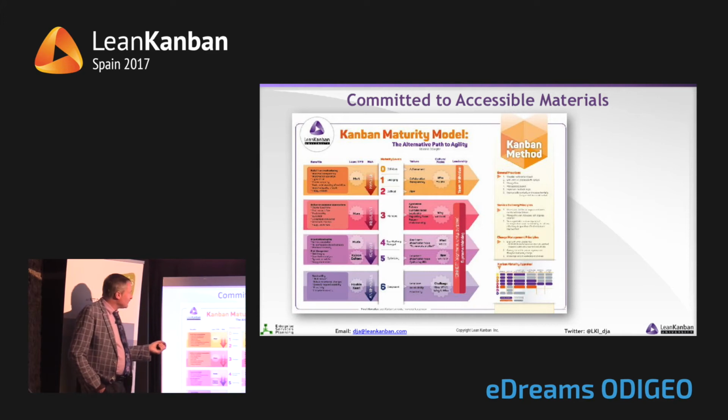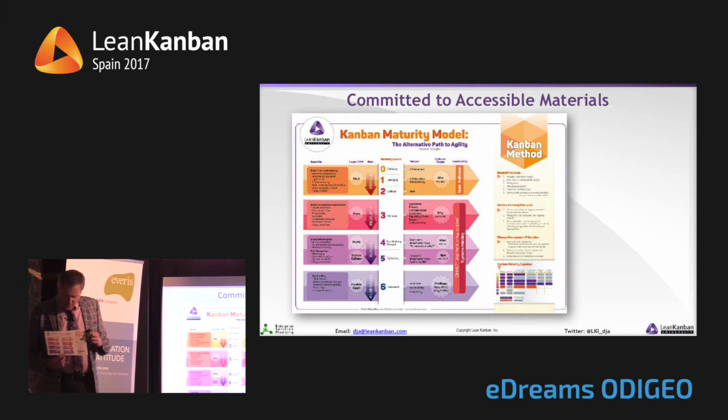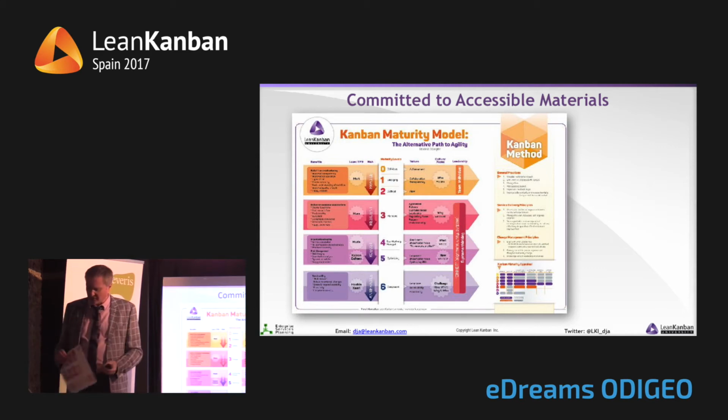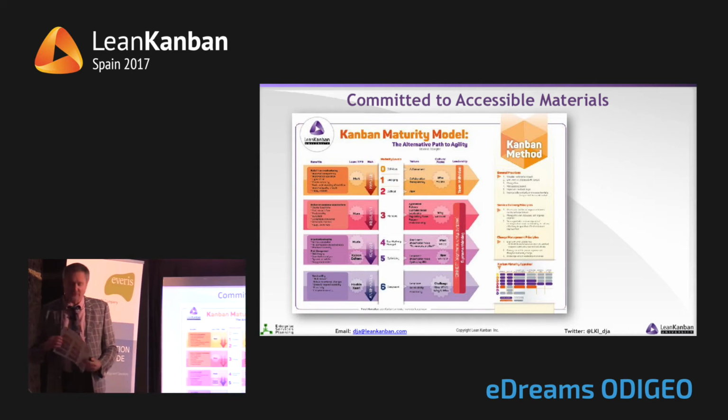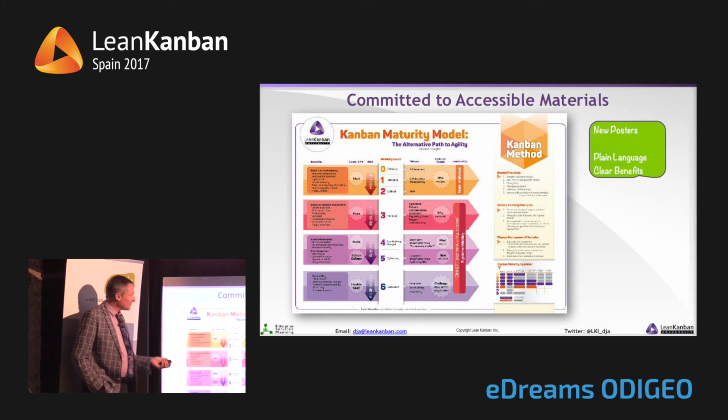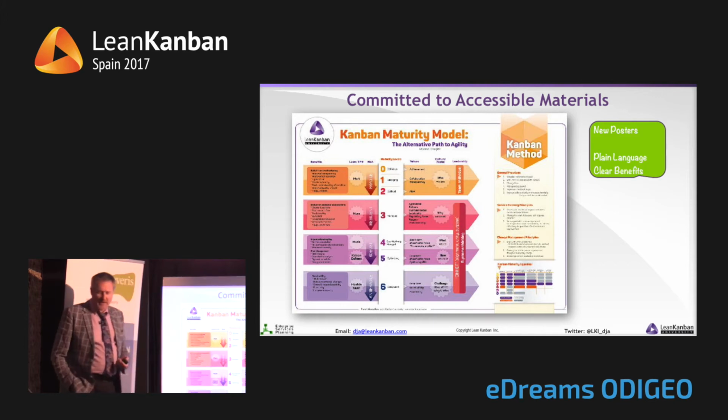We're committed to much more accessible materials, and hopefully from what is the Kanban maturity model and explaining it to your colleagues, you'll find flyers like this very useful. Of course, this is an alpha release, right? There will be a new version in November that you should be able to download from our website and print out for yourself. Right. So new posters, plain language, clear benefits.